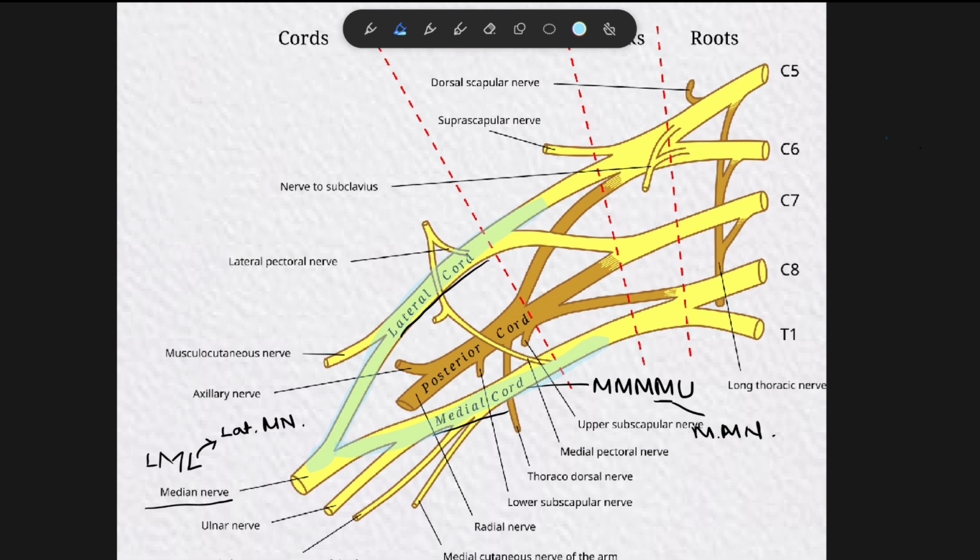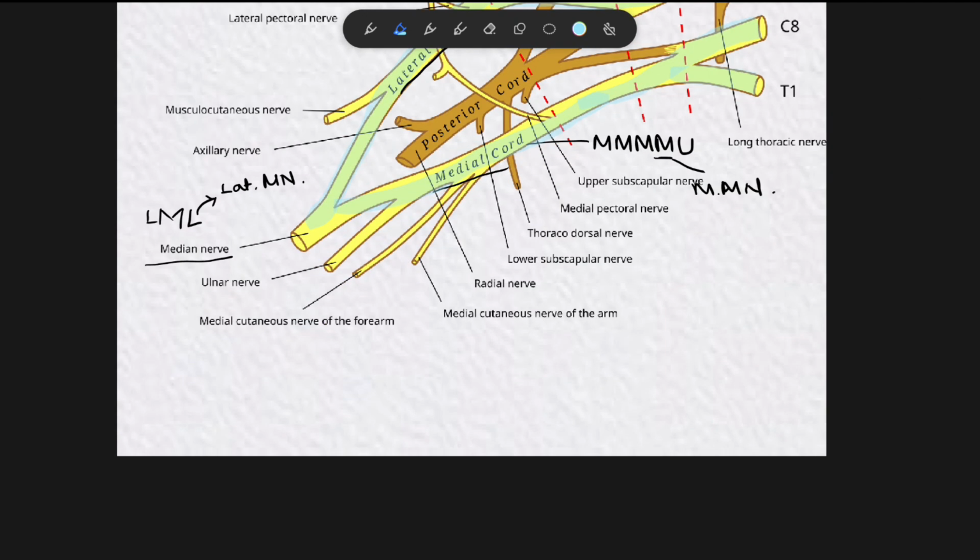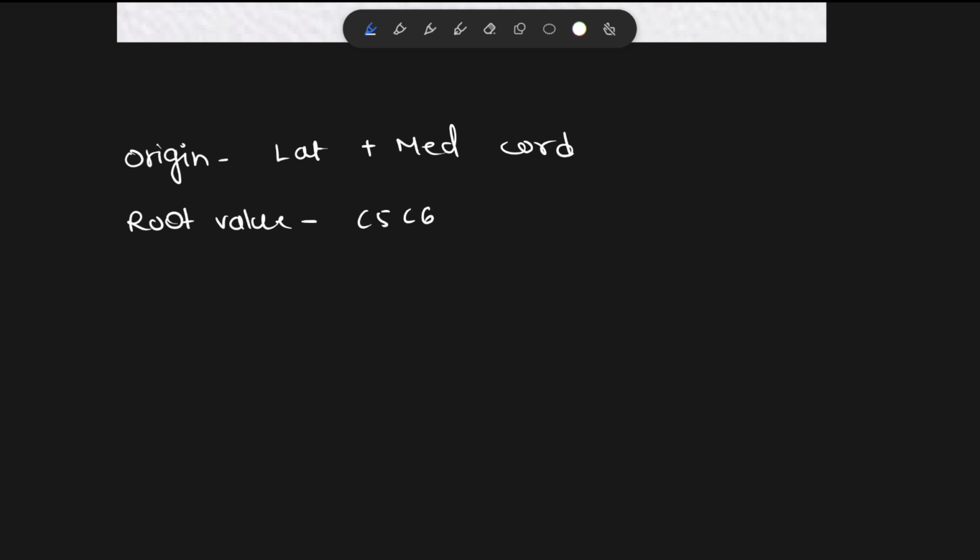So if we look at the root value, C5, C6, and here C8, T1, and here goes C7. So let's write down their origin. What is the origin of the median nerve? That is the lateral and medial cord of the brachial plexus. Root value is C5, C6, C7, C8 and T1.